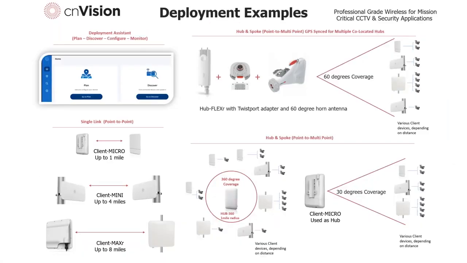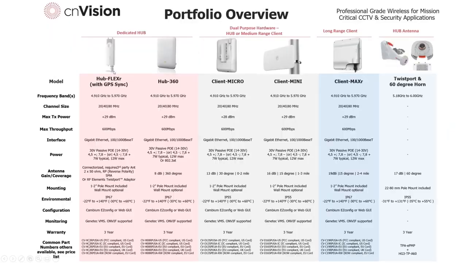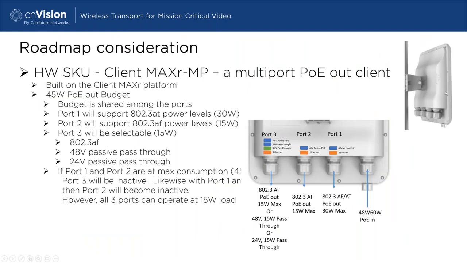Packaging, we won't go through that, but I want to show one last thing. As you remember, I showed this portfolio. The 5 SKUs are the most important. If you pay attention to this MaxR device, you will appreciate that that same MaxR has a new variant called the MaxR MP, which will be available a little later this year, around the August, September timeframe, through our distribution.